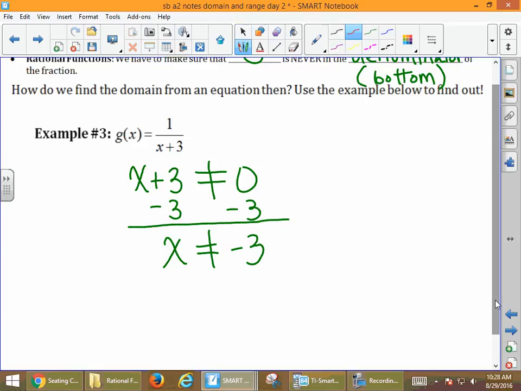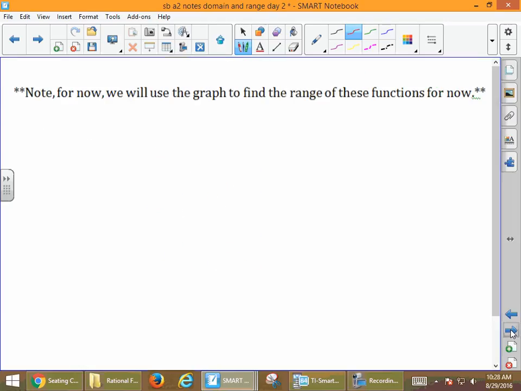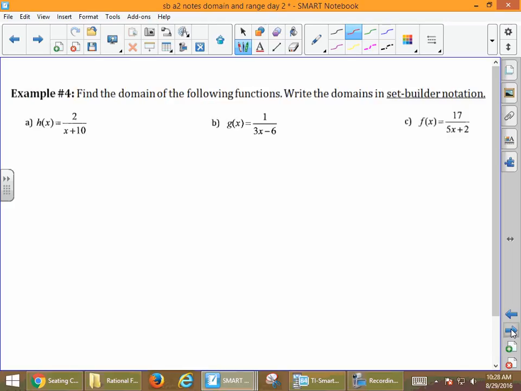By the way, we are focusing more on the domain today. But if we would need to find the range, we would want to look at the picture. For now, we'll use the picture to find the range, and we can practice here how to find our domain with our problems. Once again, find the domain of the following functions. Write the domains in set builder notation. What we have in example 4 here is 3 rational expressions. And when we have a rational expression, the denominator is not allowed to equal 0. So now that we know that, we're going to solve.